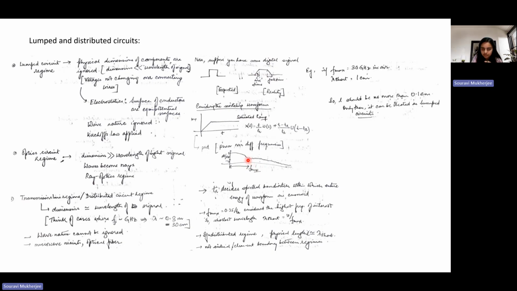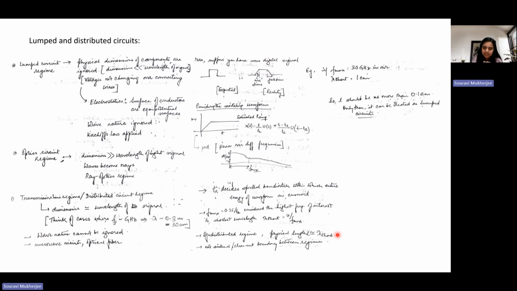So if you define such a frequency as F max, then from there you can define a lambda short, that is the shortest wavelength. If it is in free space, you consider the speed of light, and once you know the frequency, you can find the wavelength, right? And this is how you will do it for a digital signal. Now, what this means is that in the distributed regime, if the physical length of the wires or the connecting leads is comparable to this lambda short value, then we are in the distributed regime where you have to consider the effect of the transmission lines.